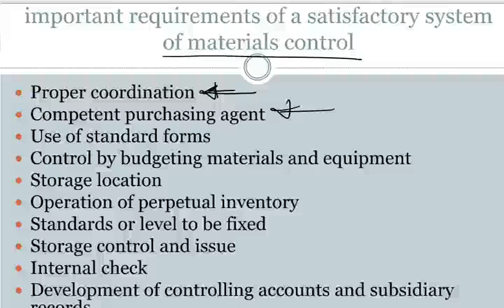Competent purchase agents. We want people in the procurement department to be competent, right? When we need the material, it should be available. They should have bargaining skills because we still want to buy our materials at the lowest price. We want our materials to be at the right quantity and at the right quality. Use of standard forms, right? Whenever you're ordering, you want to use standard forms. Control by budgeting materials and equipment. You're talking about storage location. Do you have enough storage location?